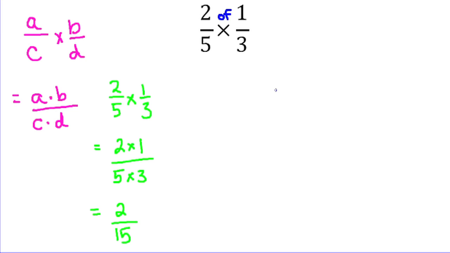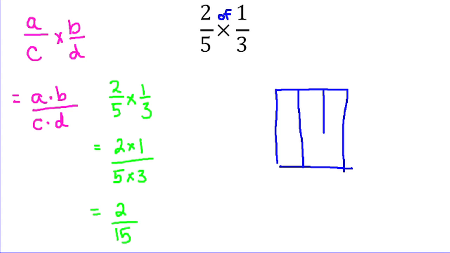So the first thing I'm going to do is draw a rectangle. It's not a very good rectangle, and I'm going to divide it into thirds. So here's my thirds, and this is 1/3 shaded in. So the columns are representing my 1/3. Now I want to know what 2/5 of 1/3 is.